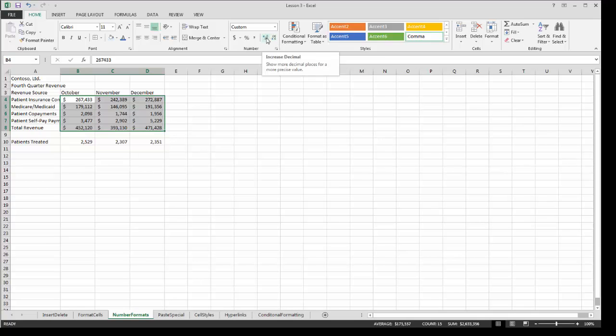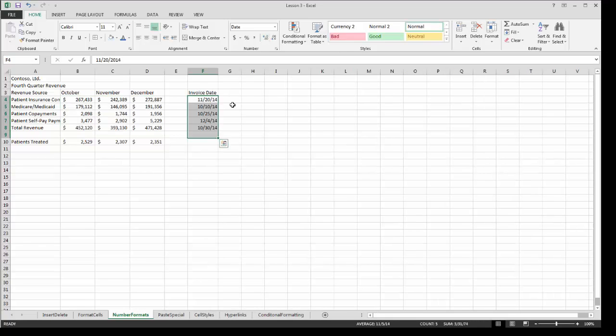You can also, if you wanted the decimal places to show if they're not showing, to do that you would just click the increase decimal point, which is just to the left of the decrease decimal. Keep in mind when you're formatting the number in a cell, you are not actually changing the number itself, just the way that the number looks within that cell.